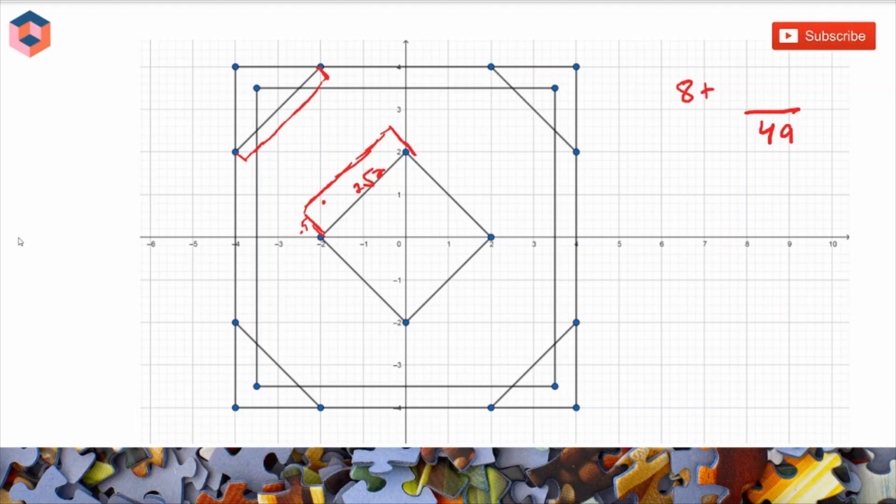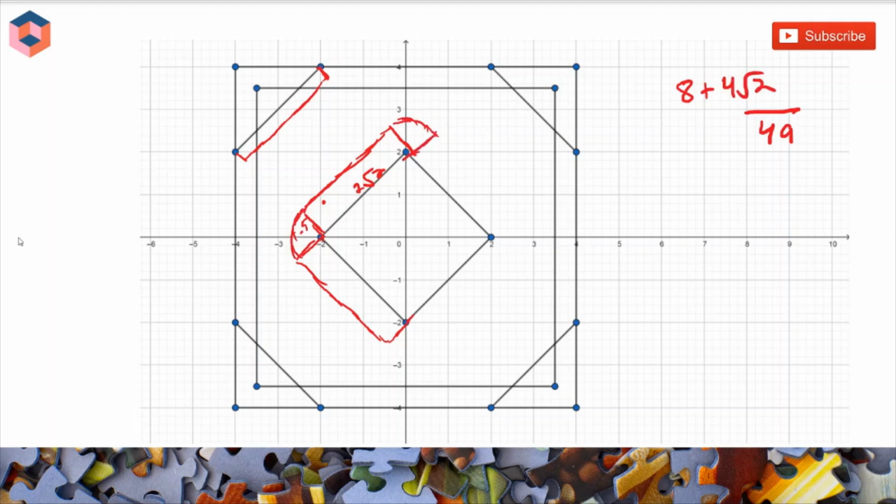And since there's 4 sides, for example, one right here, since there's 4 sides of this rhombus, we get 4 square root 2 here. Now, we have these quarter circles, and there's 4 of these quarter circles.